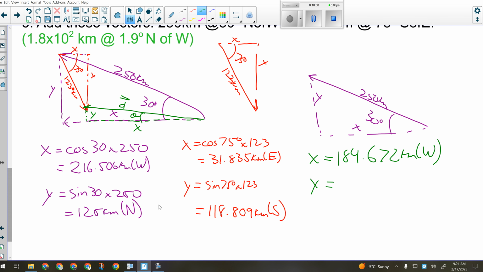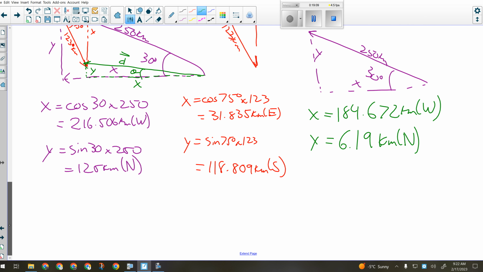All right, 6.19, that's pretty small. Kilometers, and that is north. Okay, so if I'm doing the separate triangle method, now I can build my resultant's triangle. The advantage here is that in a tricky draw like this, I don't have to worry about having drawn everything the right length.